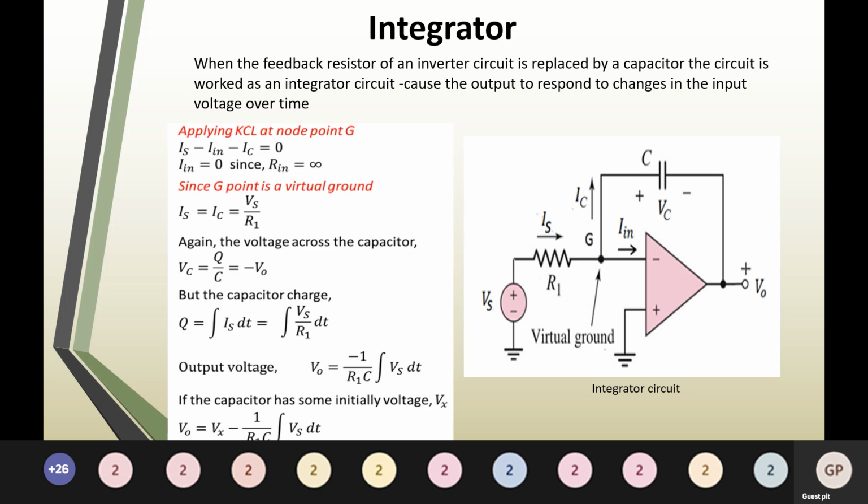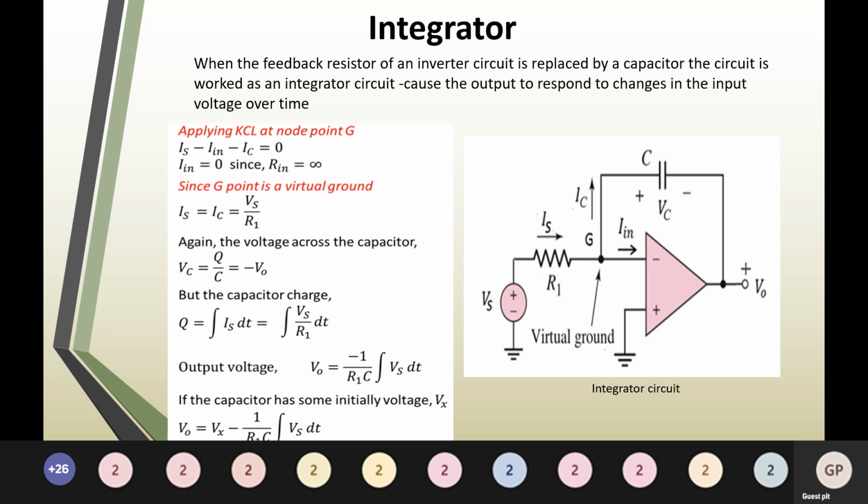But the capacitor charge, we have an expression for the charge in the capacitor, is it not? So Q will be equal to integral Is into dt. The charge will be equal to integration of the current, right? So Is into dt. What is Is? Here we have written Is is equal to Vs by R1. So Is will be equal to Vs by R1 into dt.